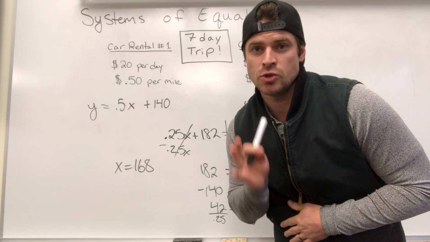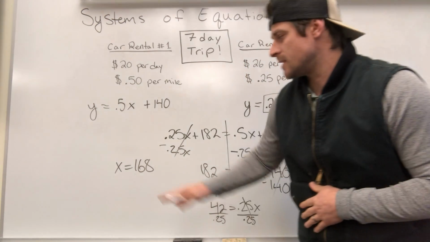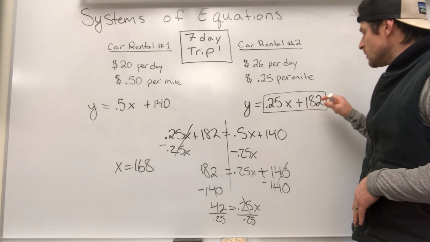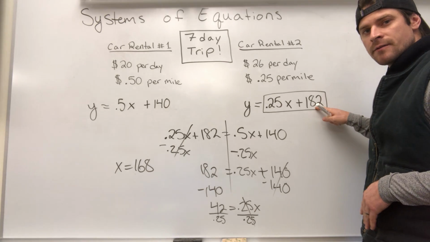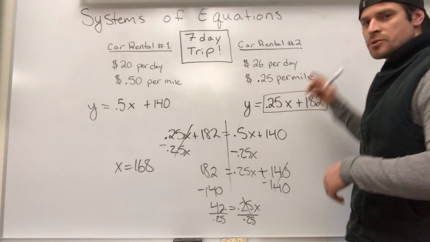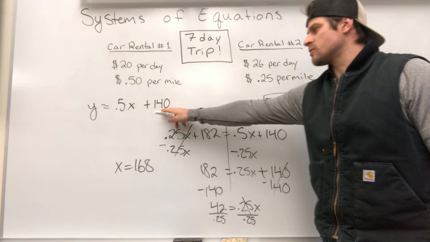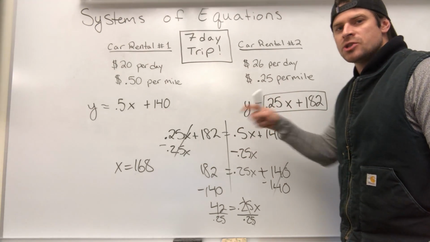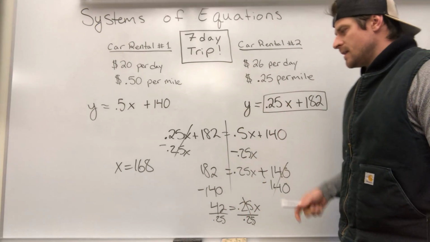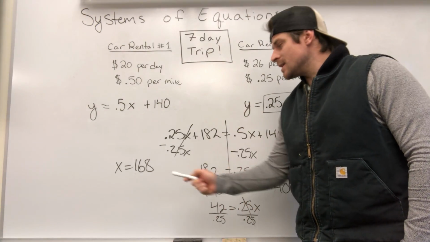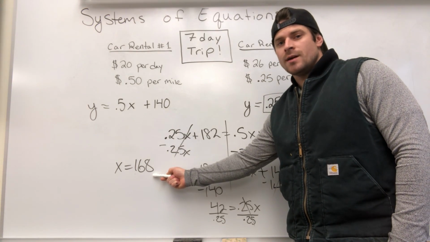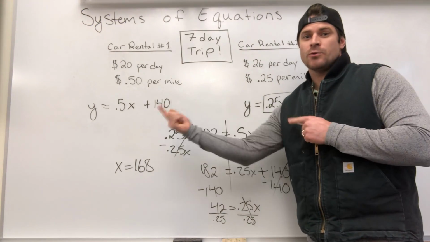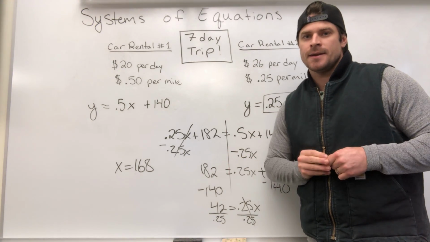If that is the case and you plan to put more than 168 miles on that vehicle, the smarter decision would be rental 2. Even though it's gonna cost more up front at $26 per day, you're spending another extra $42 right there. In the long run, because the cost per mile is cheaper, you'd be saving. But it would only be saving you if you drive more than 168 miles. If you drive exactly 168 miles, it doesn't matter which one you go with.